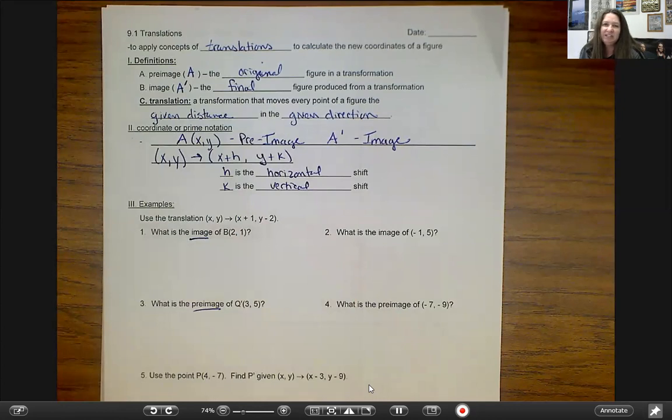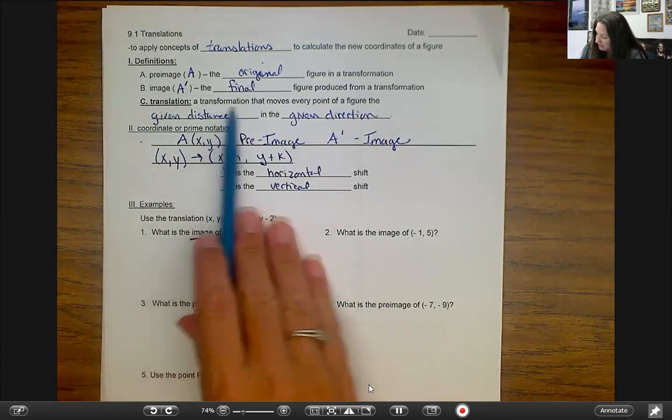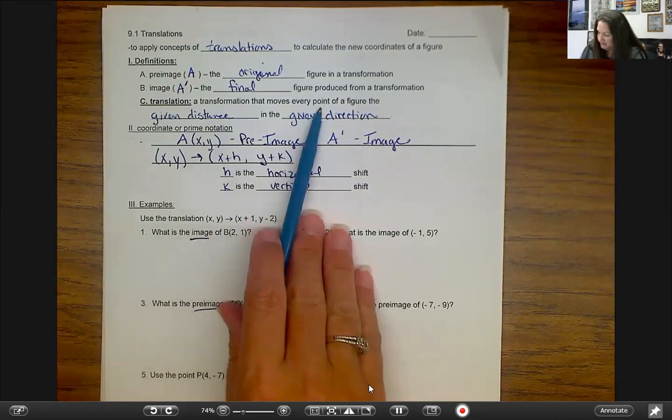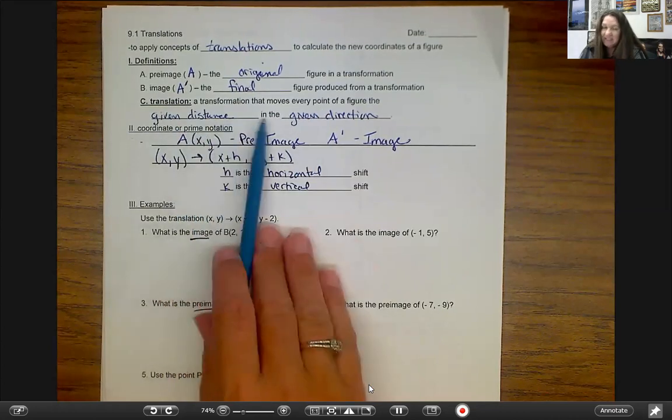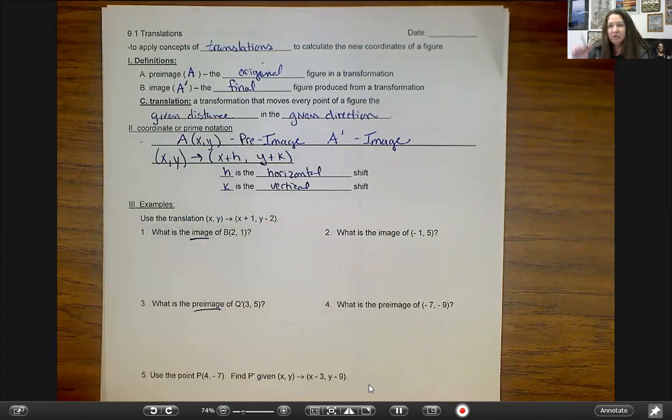So if we're conducting a translation, it is just going to be one of our transformations that moves every point on a figure a given distance in a given direction. It's just going to shift the figure to a new location on your graph. So you're either going to move that figure up, down, left, or right, and you're going to have to move it a specific number of units on your graph, so a given distance in a given direction.